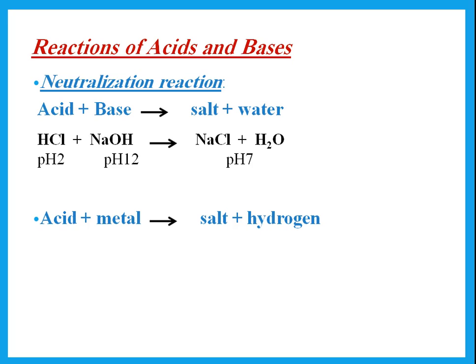Okay, what about acid plus metal? If I react an acid with a metal, what comes out is still called a salt, but this is a salt plus hydrogen gas. So if I have zinc with hydrochloric acid, for example, it forms zinc chloride, and I'm left with hydrogen. So remember, acid plus base gives salt plus water. Acid plus metal gives salt plus hydrogen.